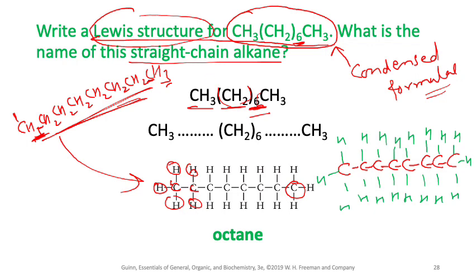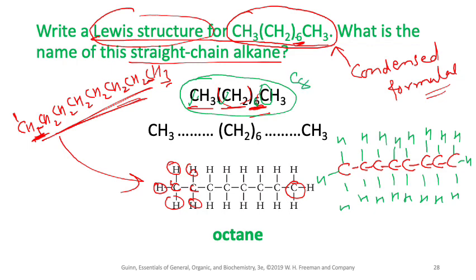If I ask what's the molecular formula for this structure, how are you going to write it? You have to count how many carbon atoms you have in there. You have 1 carbon atom in here. You have 6 carbon atoms because you have the parenthesis 6 outside. So 6 plus 1, 7, and then you have 1 carbon at the end, 8.